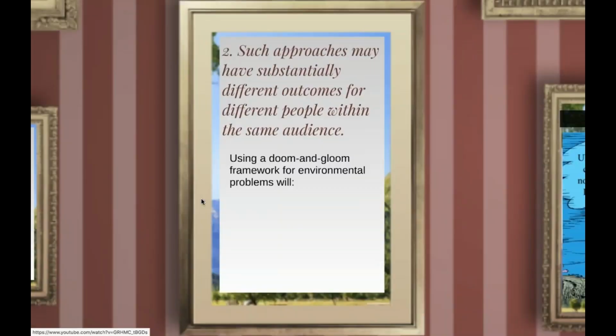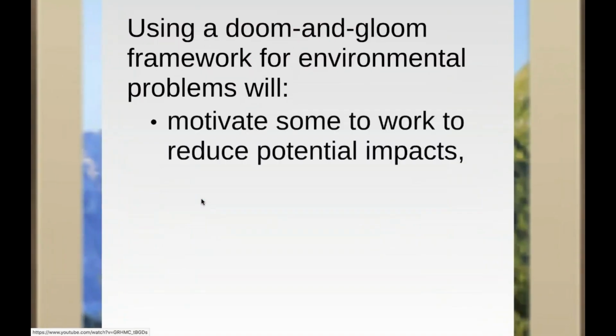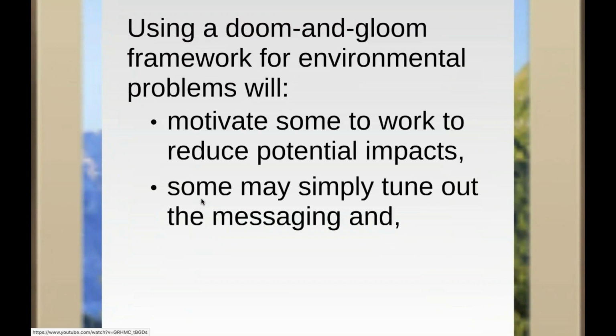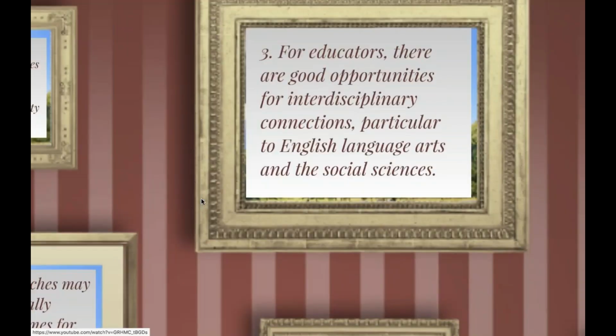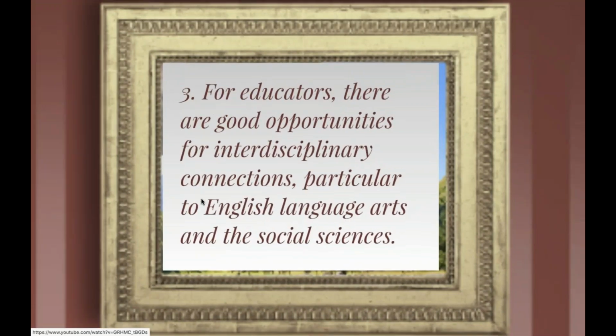The second is that such approaches of doom and gloom can have different outcomes for different people in the same audience. So some will be motivated to work to reduce potential impacts, some may simply tune out the messaging, and some may be motivated to work in ways opposing the storyteller's goals. And I think it's context dependent, depends on the nature of the community you're teaching in. But if you've got more than one person in front of you, you have more than one audience.